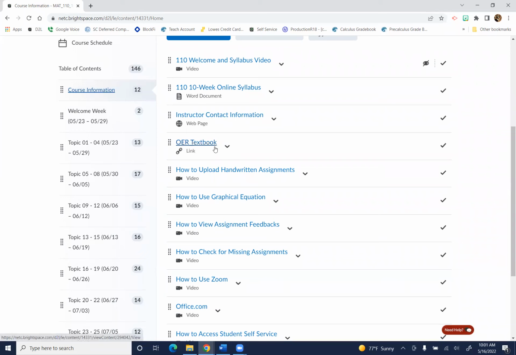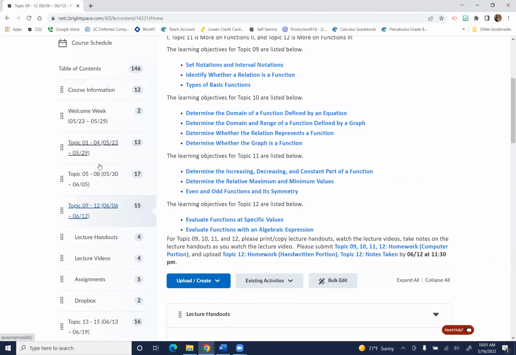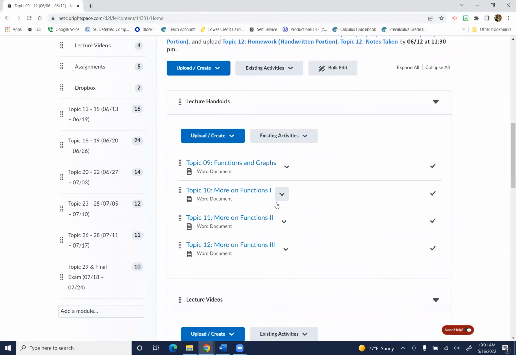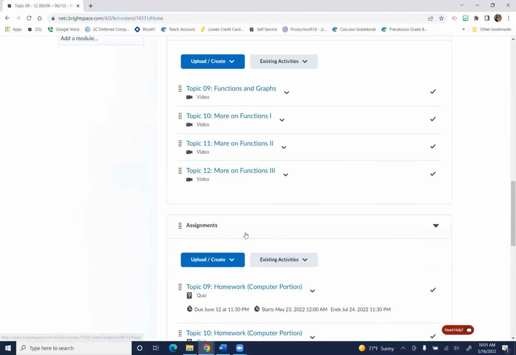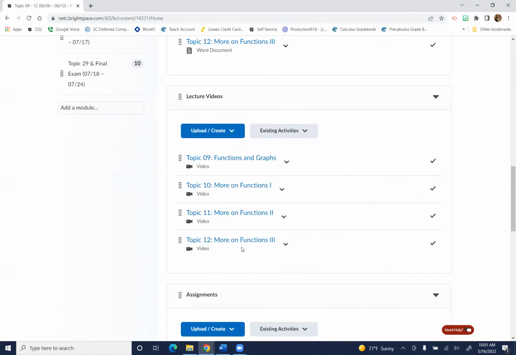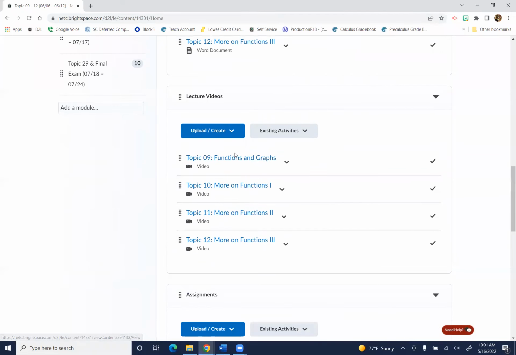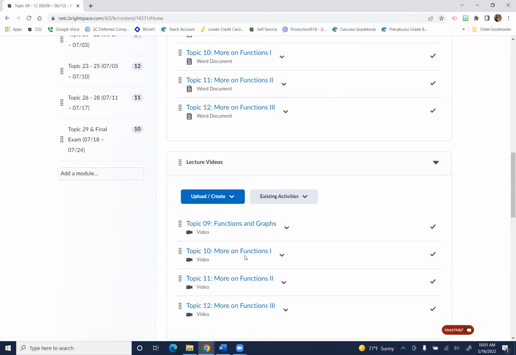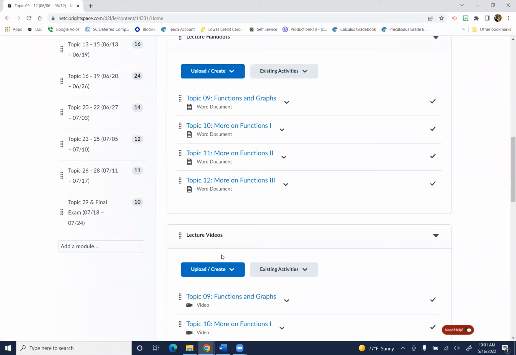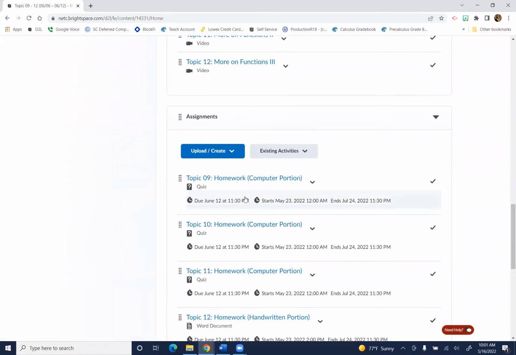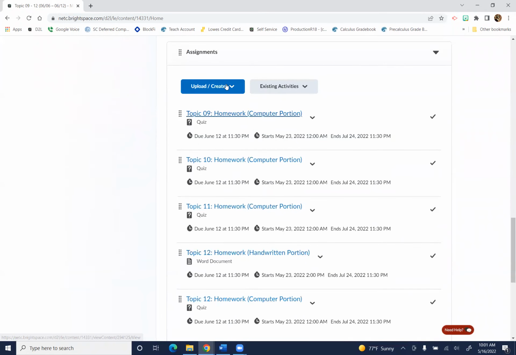But basically, what students do in this particular class is, for any given week, you're going to see lecture handouts, lecture videos, and your assignments. So every week you print or you can copy down all the lecture handouts. You will watch all the lecture videos and take notes on the handout you printed or copied down. Then you can begin your homework assignments. Some of your homework assignments have a computer portion and a handwritten portion.